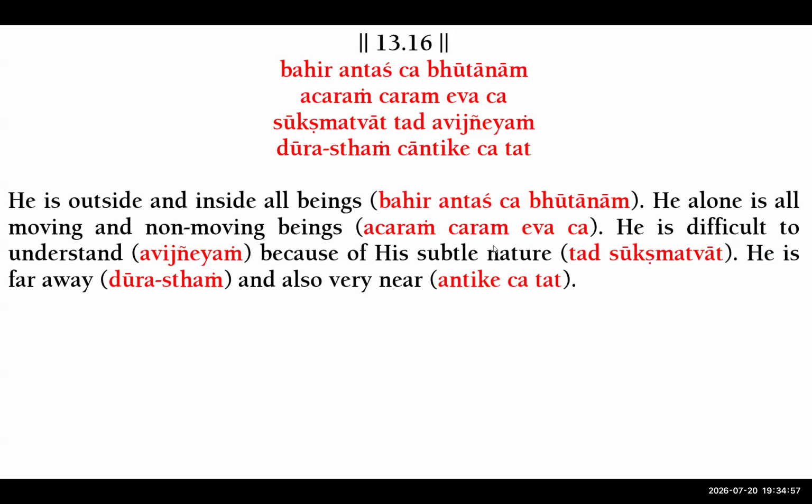Antar bahis cha, as in the Brahma Samhita. He is difficult to understand, avigyeyam. So this chapter began with Jneyam tat pravakshyami, I will explain the knowable. But now, although he is bahir-antah, in all moving and non-moving beings, he is what? Avigyeyam. Why? Sukshmatvat, because he is very, very subtle. That is the reason he is not easily known.